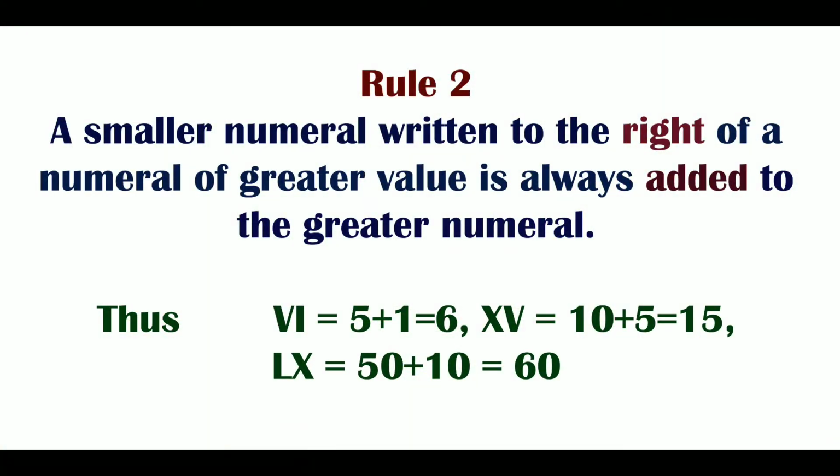Rule 2. A smaller numeral written to the right of a numeral of greater value is always added to the greater numeral. Observe these examples.